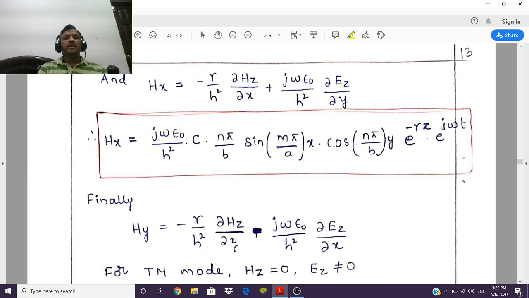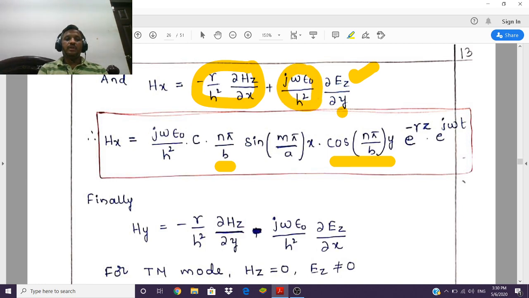That Hx is minus gamma by h square ∂Hz by ∂x plus jωε0 by h square into ∂Ez by ∂y. For transverse magnetic mode of operation, the first term will become 0. Only this term will exist. So if you substitute here, and this is with respect to y, same as the Ey expression, this sine(nπ/b y) will become cos, and nπ/b will be getting extra. But in place of minus gamma by h square in the previous case, we will be getting jωε0 by h square here, and remaining everything is the same.